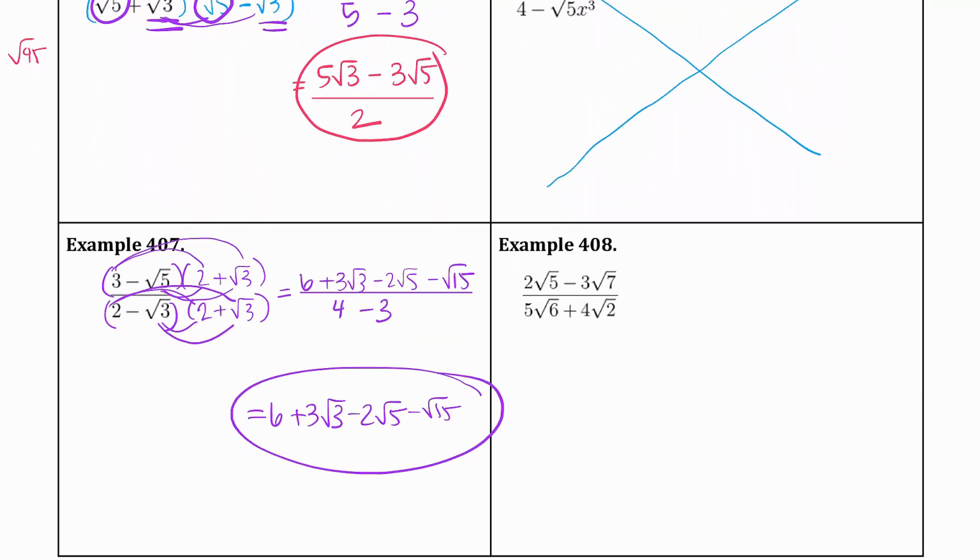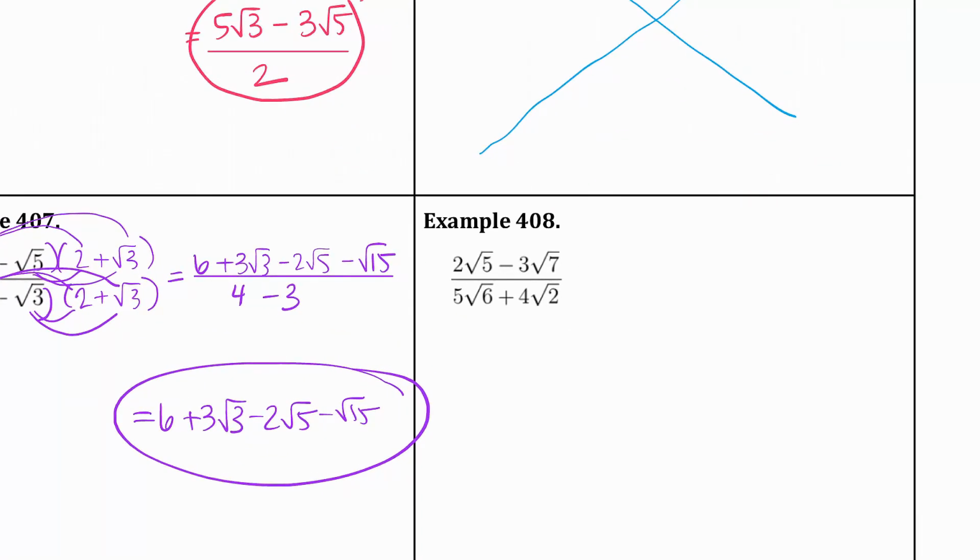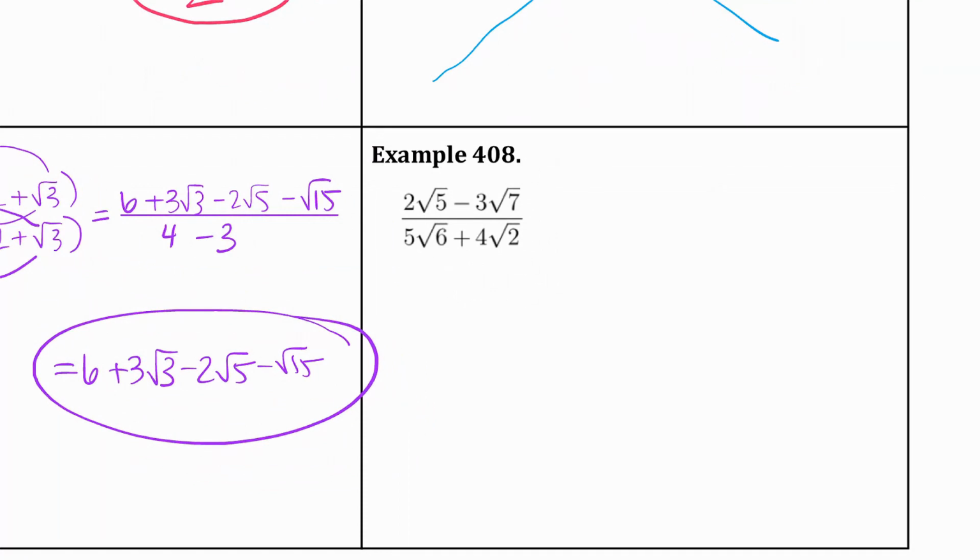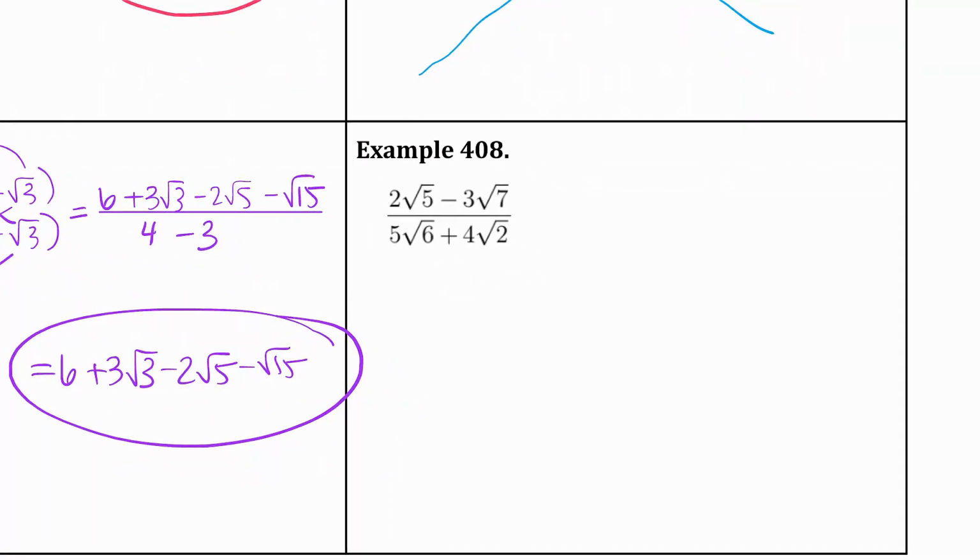All right, and then our last one here. Same thing, we're going to multiply by the conjugate. The conjugate is just going to be a little bit uglier here. 5 square root of 6 minus 4 square root of 2. Okay, I'm going to give myself a long fraction to work with here.